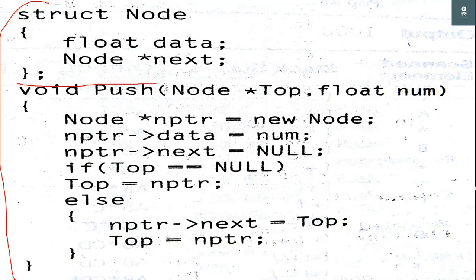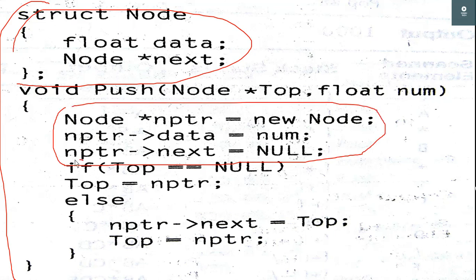First you have to create the structure, and then you have to create the node, and then you can allocate the memory, and then you can add the element in the list.